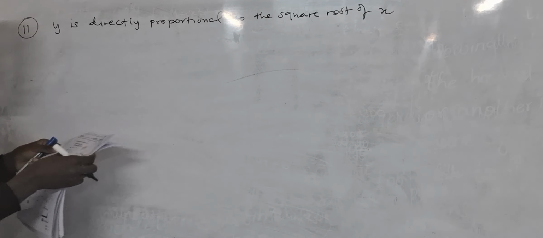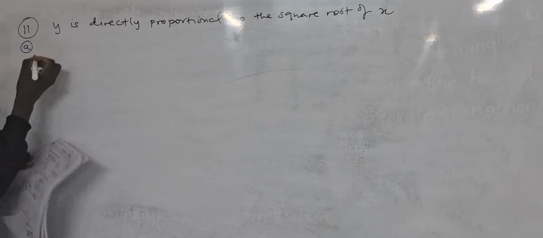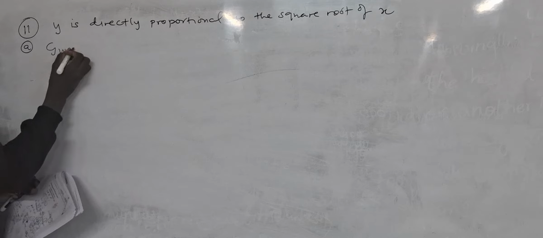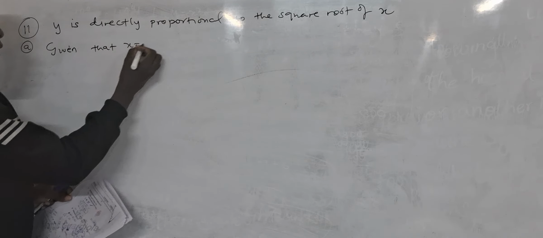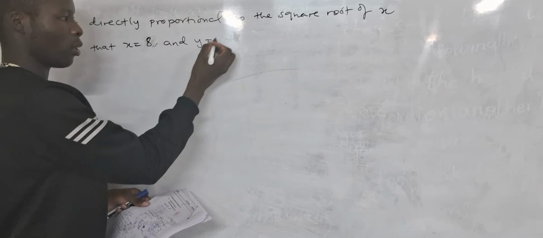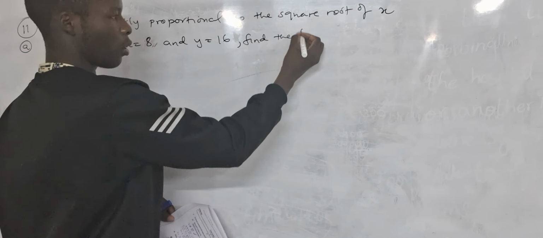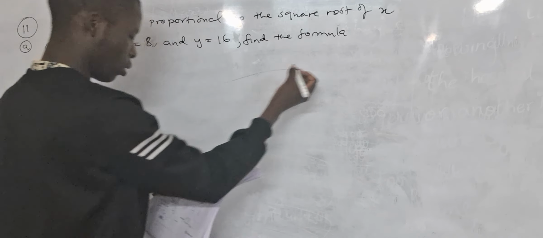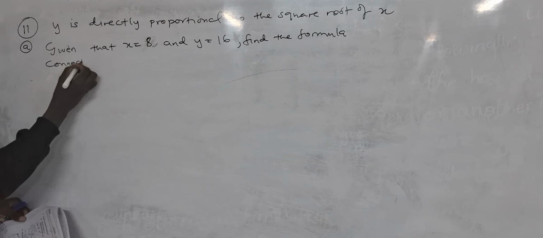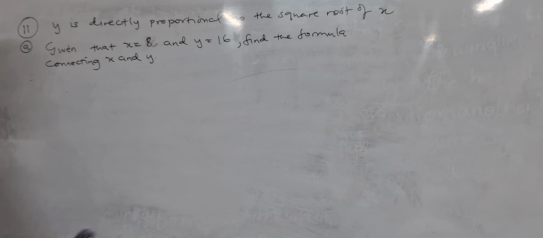Okay, y is directly proportional to the square root of x. Part A: given that x is equal to 8 and y is equal to 16, find the formula connecting x and y. Okay, this is the question.